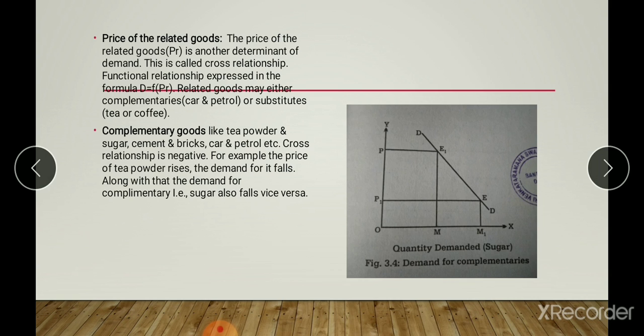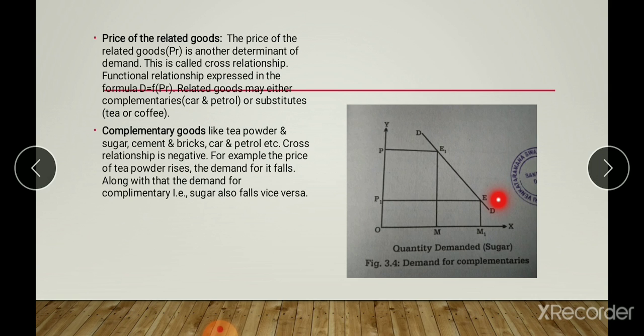Let us take one more example. If the price of petrol increases, let us take a simple example, the demand for petrol somehow decreases, and the demand for cars also decreases because of the increase in the price of petrol. So here in this schedule, the OX axis represents quantity demanded and the OY axis represents price of the commodity. DD is the demand curve.